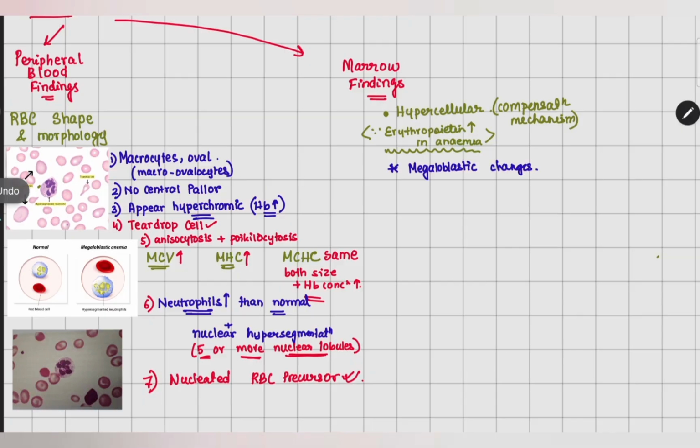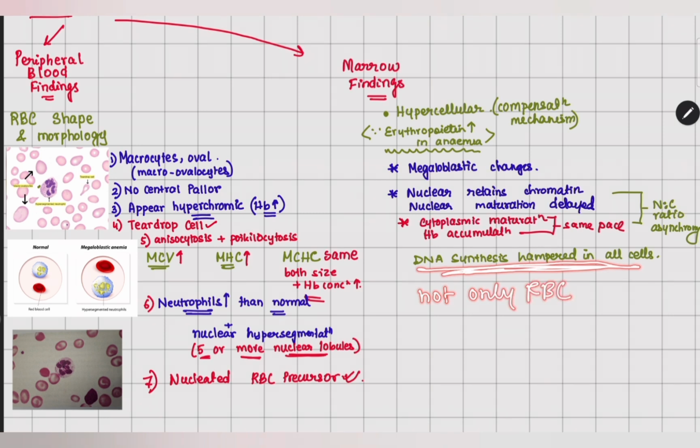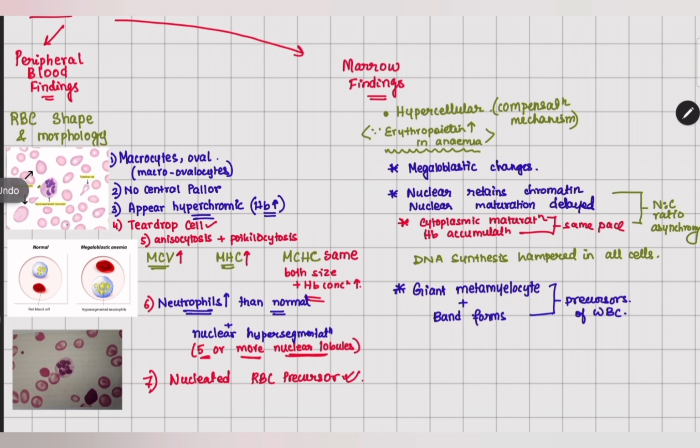Then there will be megaloblastic changes. For the nucleus, it retains the chromatin and also its maturation is delayed. However, cytoplasmic maturation and hemoglobin accumulation run at the same pace. So there is nuclear cytoplasm ratio asynchrony. So DNA synthesis is hampered in almost all the cells. So there can be giant metamyelocyte and band forms, which are basically the precursors of WBC, which are also seen in this kind of anemia. Also we can find megakaryocytes with abnormal nuclei, which are basically precursors of platelets.